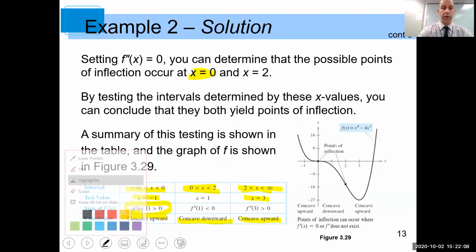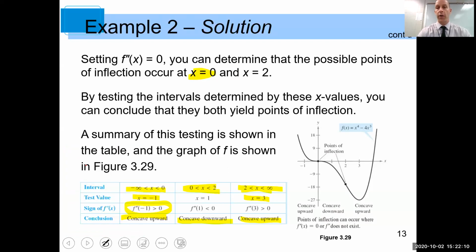So look at our picture over here on the left. This is the actual function. You can see it's concave up here, it's concave down here, and it's concave up there. So that makes (0, 0) a point of inflection. (2, -18) is also a point of inflection.